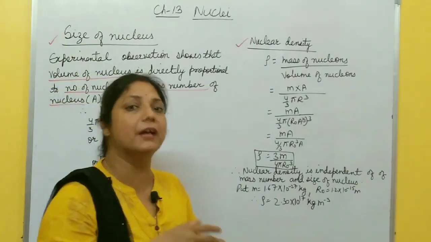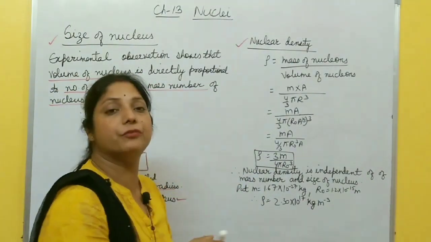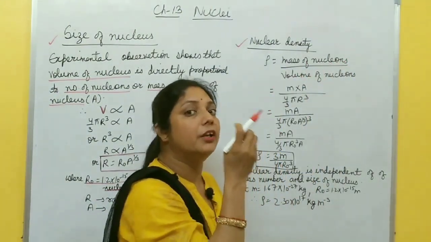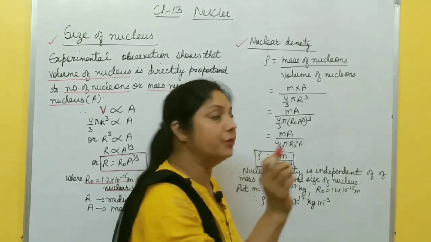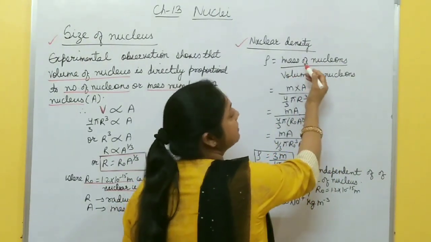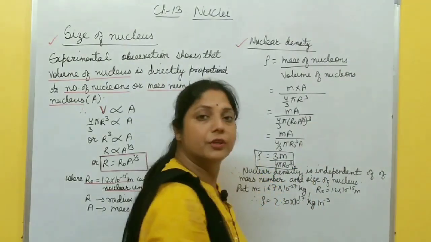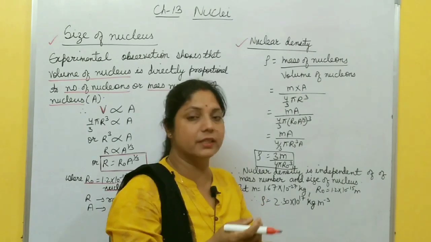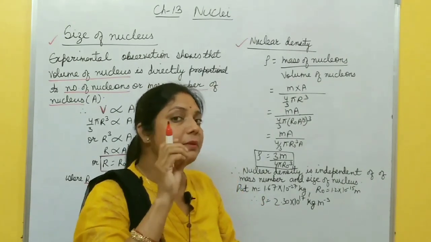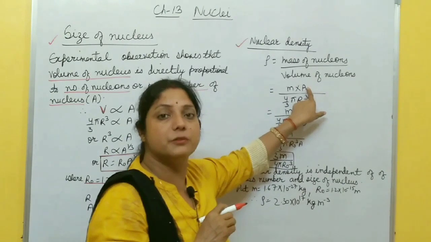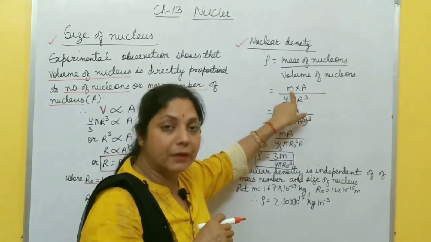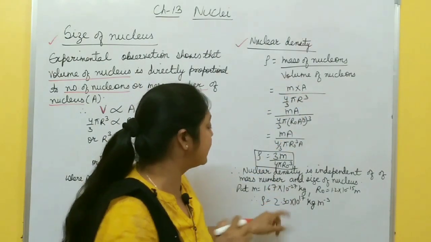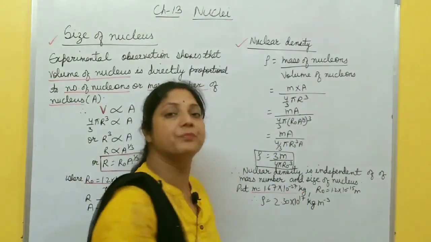Density, you know, is mass by volume. Here you have to find density of nucleus. Because nucleus consists of nucleons, that is protons plus neutrons, density of nucleus is mass of nucleons by volume of nucleus. Then how do you calculate mass of nucleus? Mass number of nucleons is A. If you multiply it with m, and its value is what? 1 atomic mass unit. m is 1.67 into 10 to the power minus 27 kg.